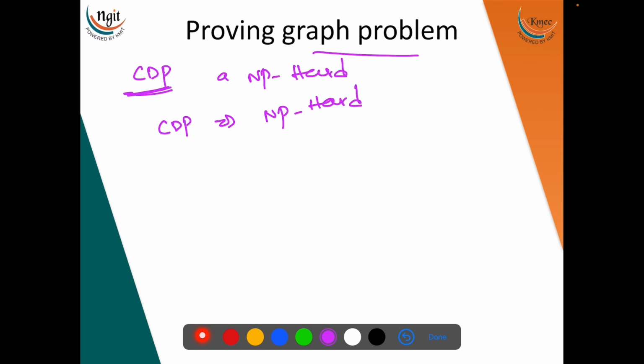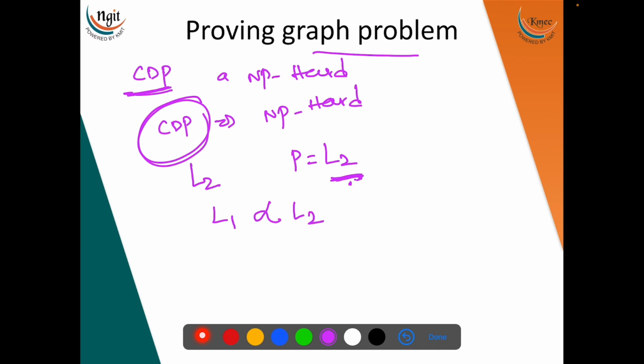Say that problem is L2. That means P is equal to L2. We have to prove problem L2 as NP-hard. To prove it, we have to select a problem which is already NP-hard. That is what we saw in the first slide. If you want to prove CDP is an NP-hard problem, you should take a problem which is already NP-hard. Now let's name it L1. So now you have to reduce this L1 to L2.